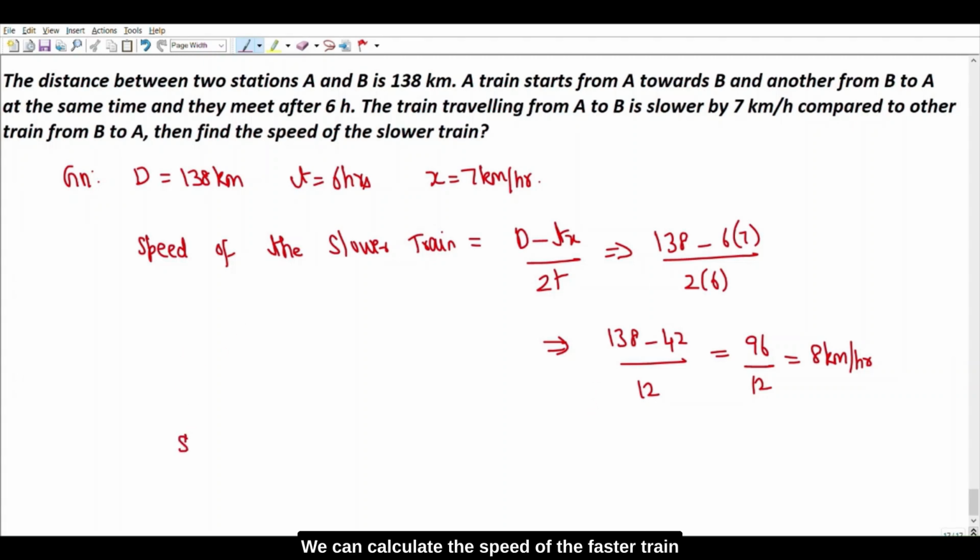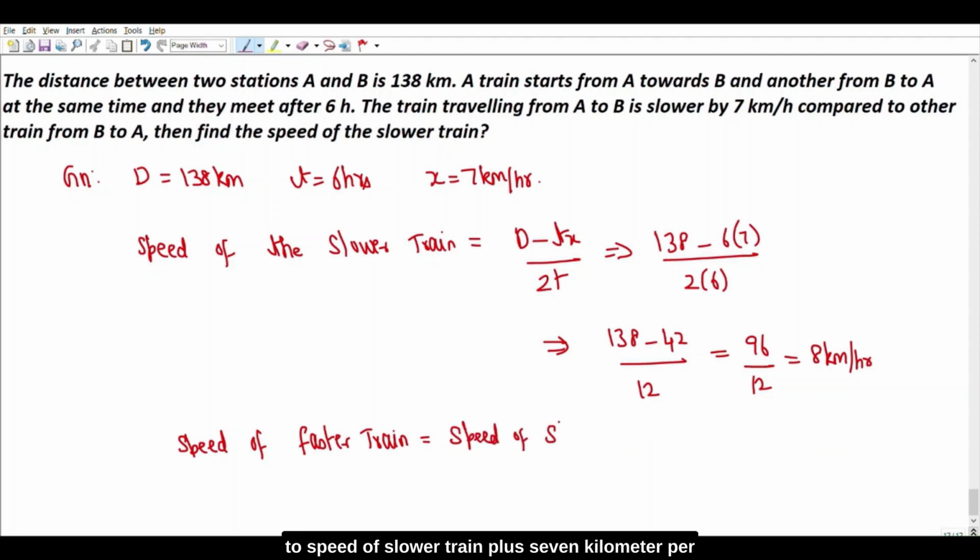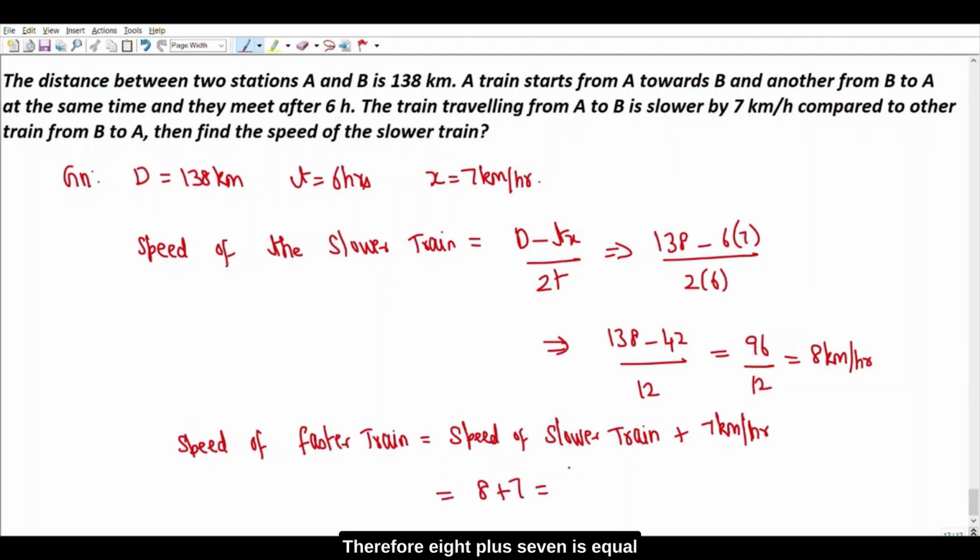We can calculate the speed of the faster train if required. Speed of faster train is equal to speed of slower train plus 7 km per hour as given in the question. Therefore, 8 plus 7 is equal to 15 km per hour. Thus, we have calculated the speed of the faster train and the slower train using the concept we learned.